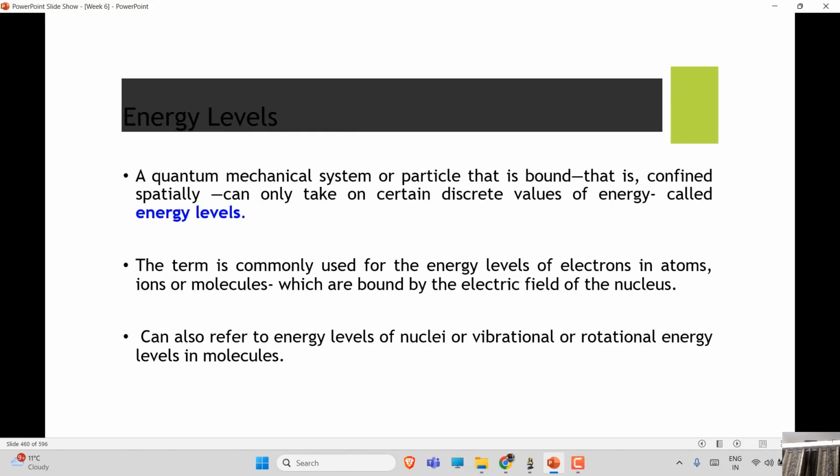Now, a quantum mechanical system or particle that is bound, that is confined spatially, can only take on certain discrete values of energy called energy levels. And the term is commonly used for the energy levels of electrons in atoms, ions, or molecules, which are bound by the electric field of the nucleus. It can also refer to the energy levels of nuclei or vibrational or rotational energy levels in molecules.